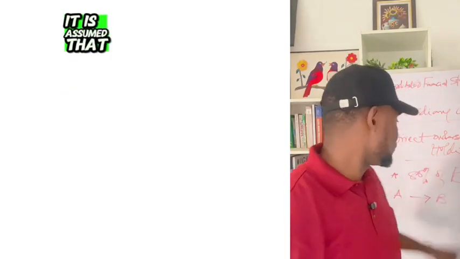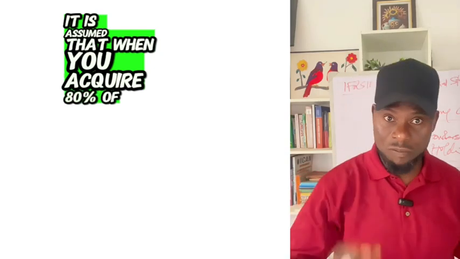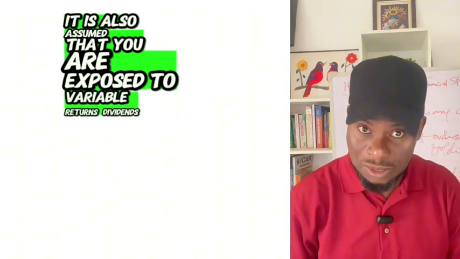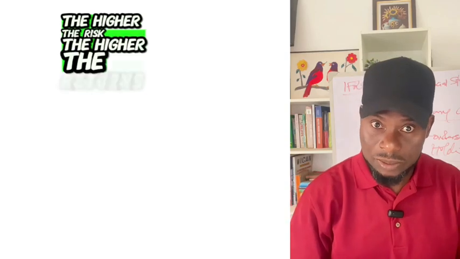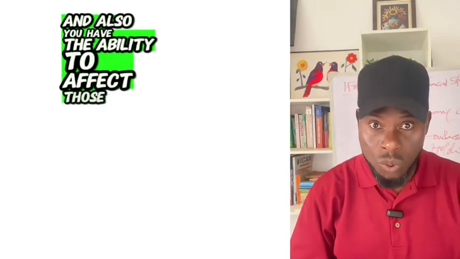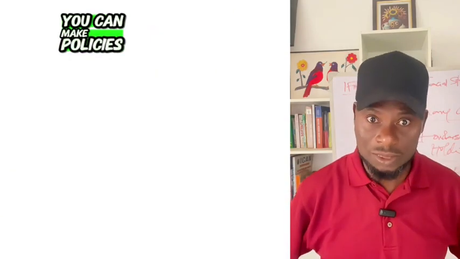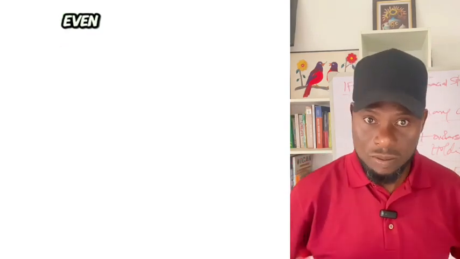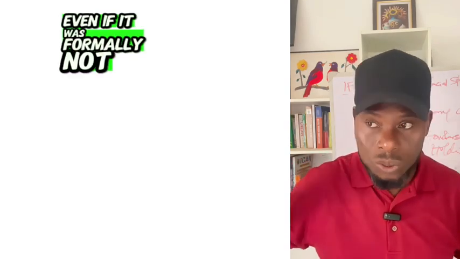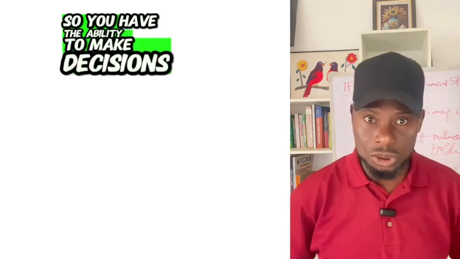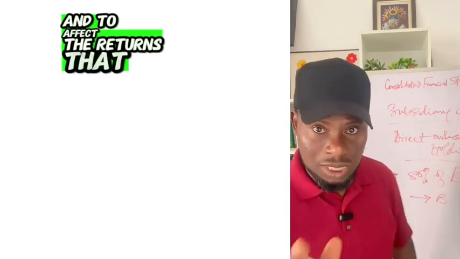It is assumed that when you acquire 80% of B, you have power over the investee. It is also assumed that you are exposed to variable returns, dividends. The higher the risk, the higher the returns. And also, you have the ability to affect those returns. You can make policies. You can decide that dividends should be paid every year. Even if it was formally not the policy of the company, you can change the policy. So you have the ability to make decisions and to affect the returns that you get.